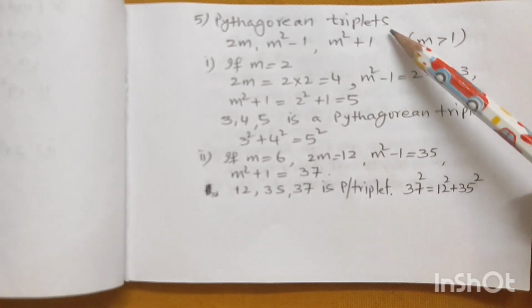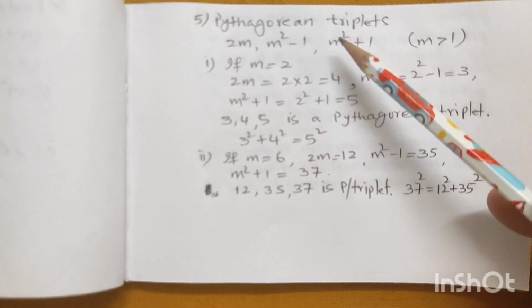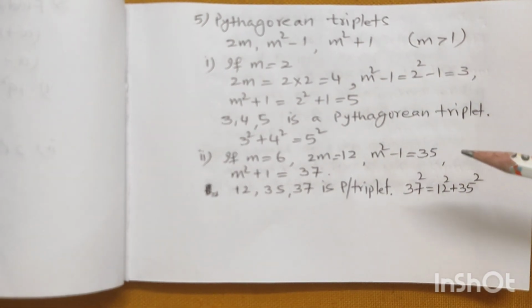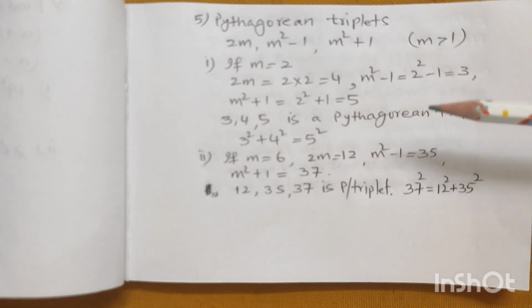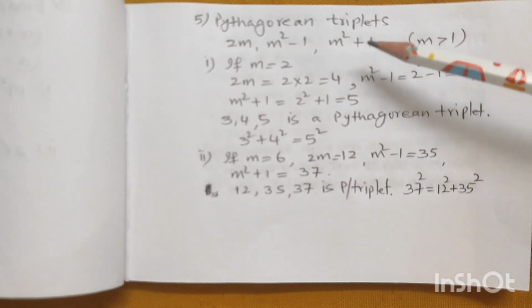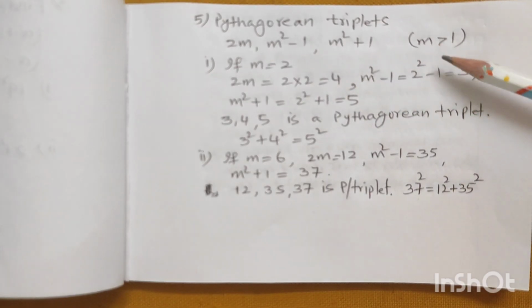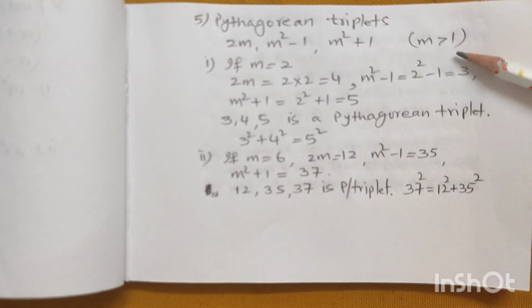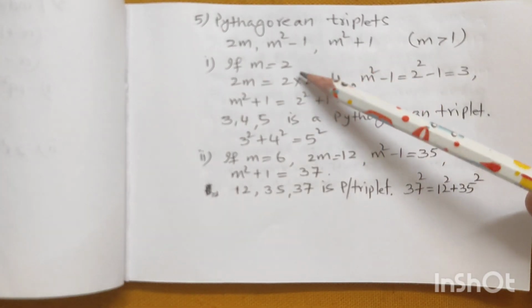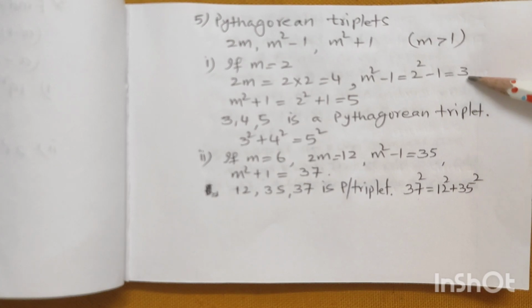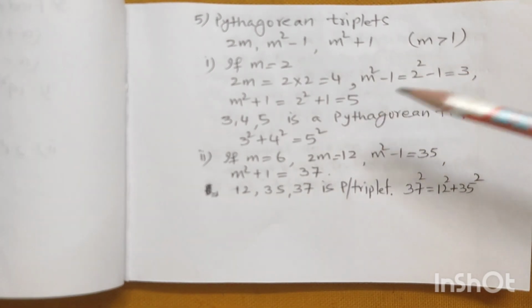Now Pythagorean triplets. Pythagorean theorem is very famous for right angle triangles. We know that a square plus b square equals c square is a very common formula. Now we define triplets here as 2m, m square minus 1, m square plus 1, and m is greater than 1. If we put the value of m as 2, we are getting the triplet as 3, 4 and 5.